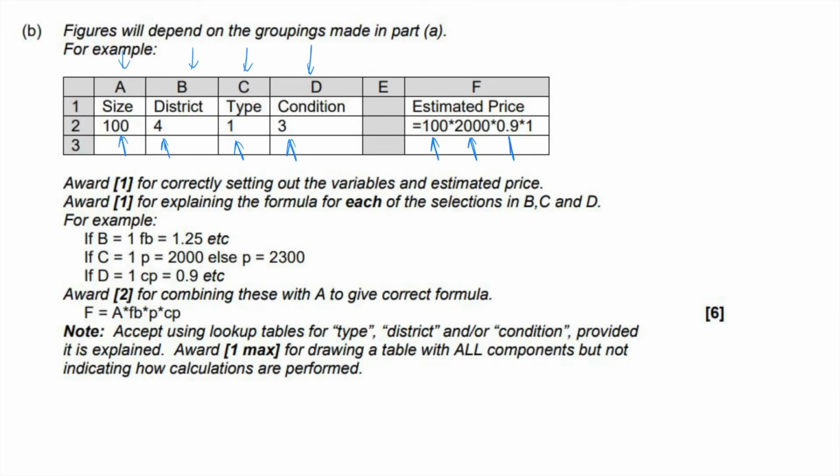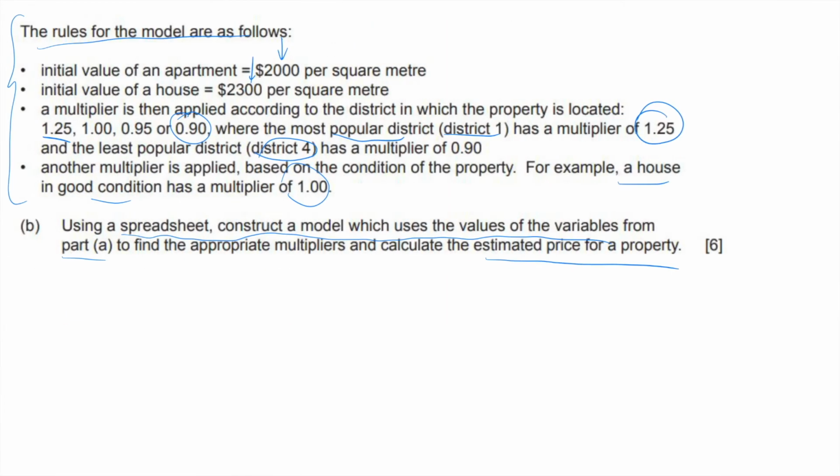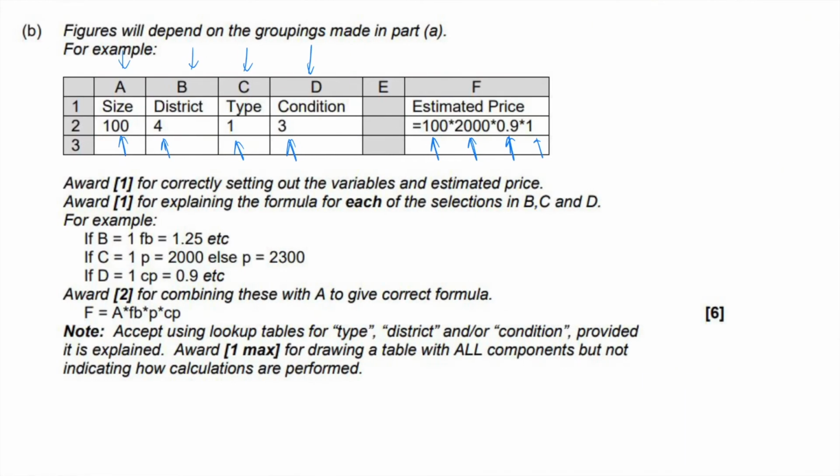This is going to be our identifier probably for the district, because we're in District 4. So it has an identifier, it has a multiplier of 0.9 that's multiplied by the total estimated price. Then we have 1 because we have the condition 3, which presumably matches up to a good condition, and that has a multiplier of 1.